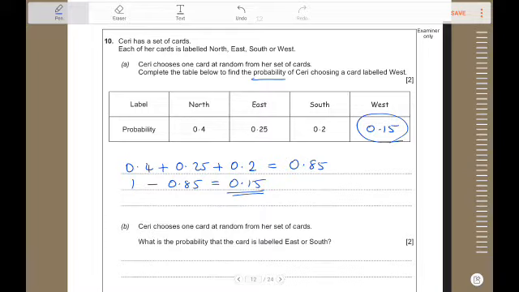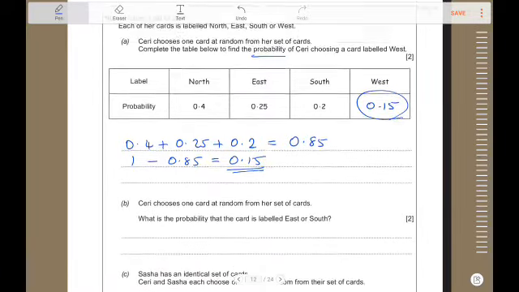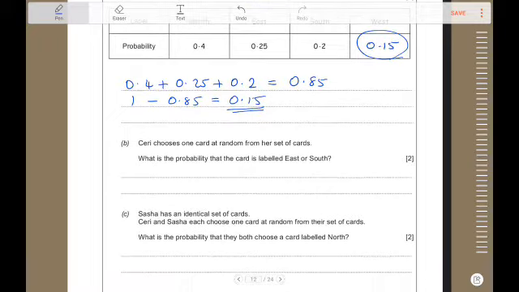Okay, so just to run through that again, I added up the probabilities that I was given, which gives me 0.85. To work out the missing probability, subtract that from 1 because they should all add up to 1. Okay, let's look at part B. Kerry chooses one card at random from her set of cards. What's the probability that the card is labelled east or south?